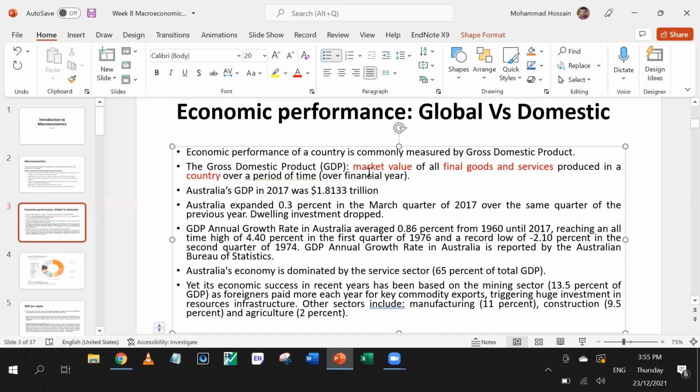Australia expanded 0.3% in the March quarter of 2017 over the same quarter of the previous year, during an investment drop. During investment drop means in 2017, investment in the housing sector actually dropped a ton.